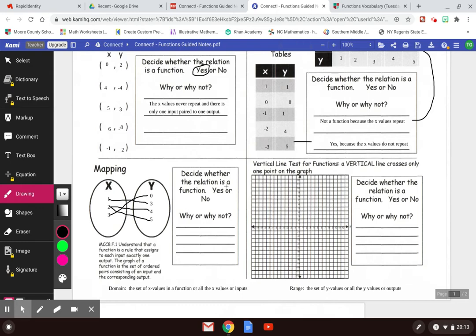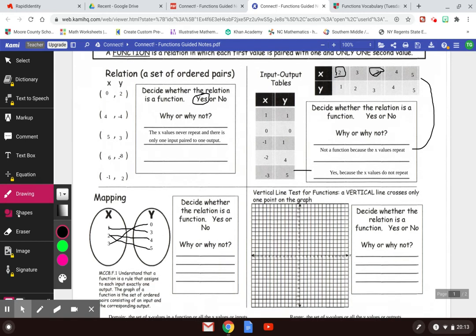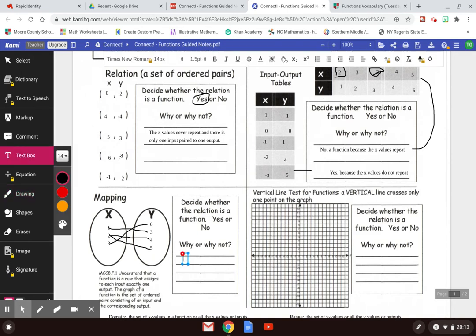So that does not meet the definition of a function because the first value is paired with 1 and only 1 second value. Down here, the first value of 2 is actually paired with 2 values. And then 3 is just paired with 1 value, 0. So what we would write here for why or why not is the number 2 is paired with 2 y values.